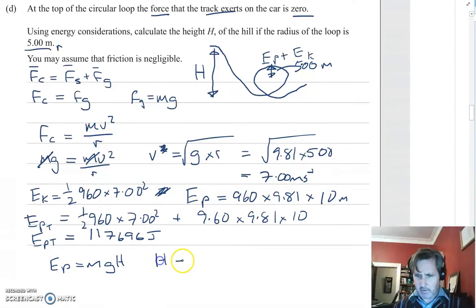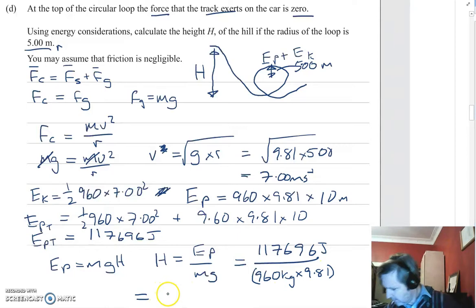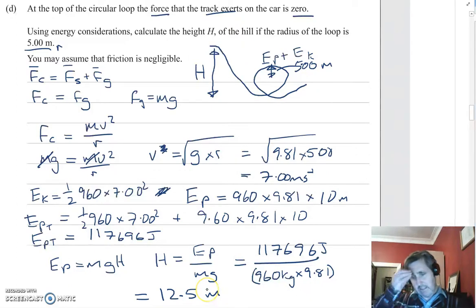Okay, so if I know the total potential energy, then potential energy equals mgh. So h equals EP divided by mg. h equals 117,696 divided by the mass, which was 960 kilograms, and also divided by the 9.81. Now when I carry out this calculation, I make sure I do the bit at the bottom in brackets, and the answer I get is 12.5 meters.